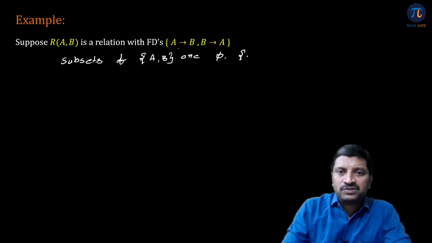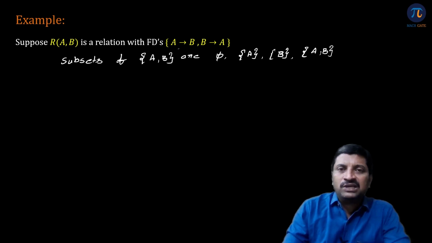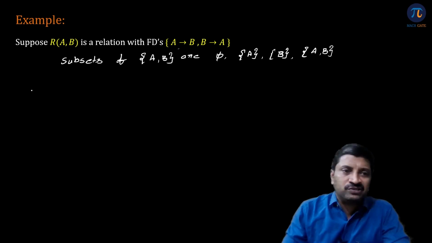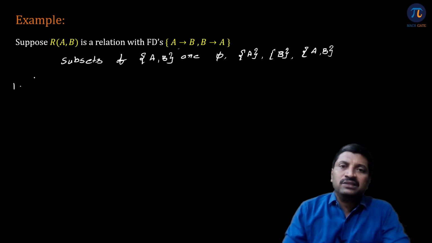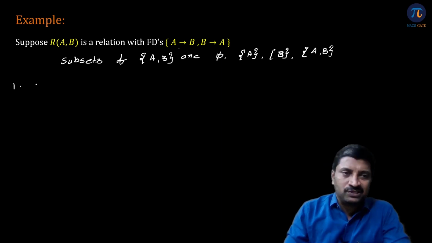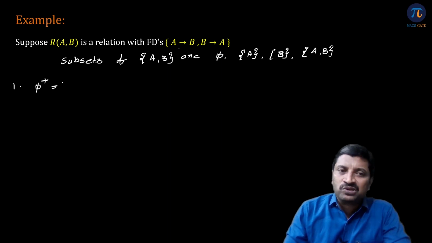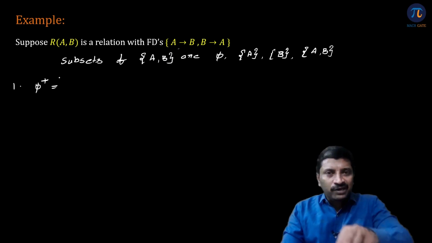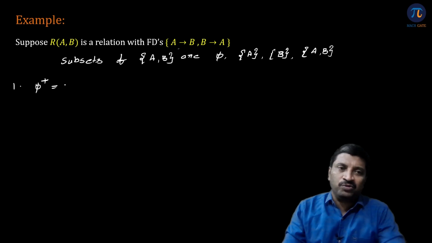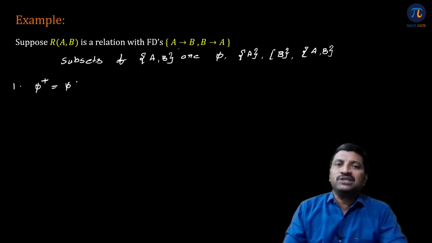They are phi, the singleton set with A, the singleton set with B, and the set with A, B. Now what we do is, for each of these subsets, we find the closure. Then we will write the functional dependencies. First, let us find the closure of the empty set. What is the closure of the empty set, sir? With empty attributes, we cannot find any attribute. So this is empty only.